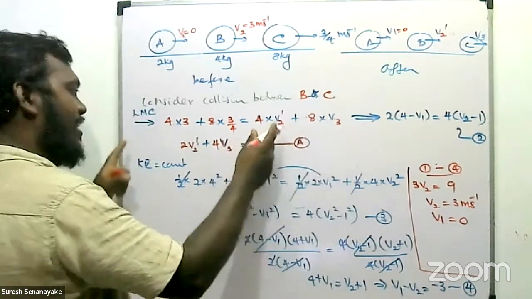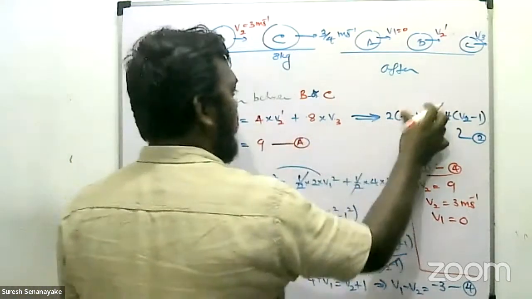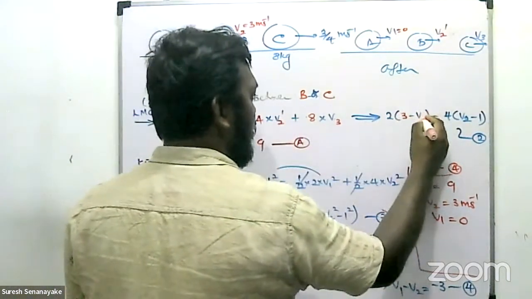You take this side to this side. There's a 4. This then becomes 3 minus v2 dash.